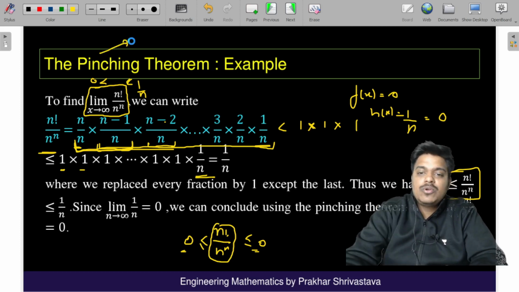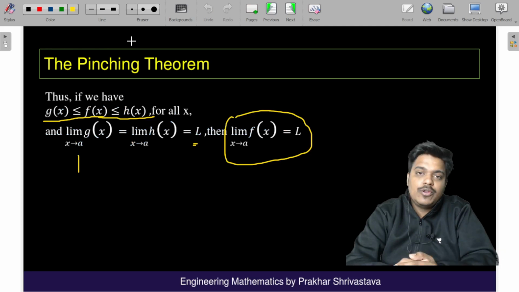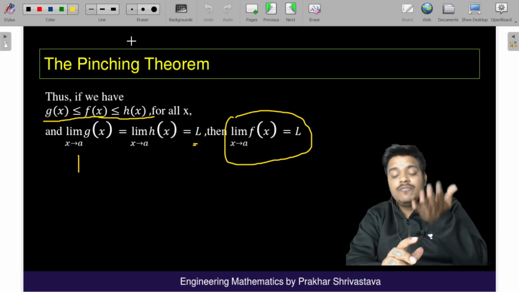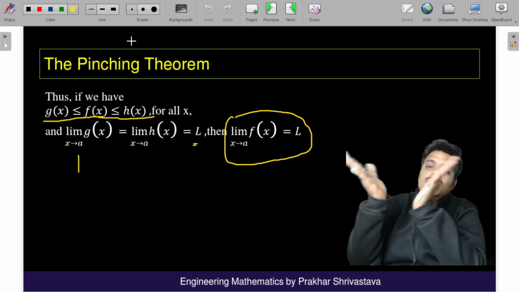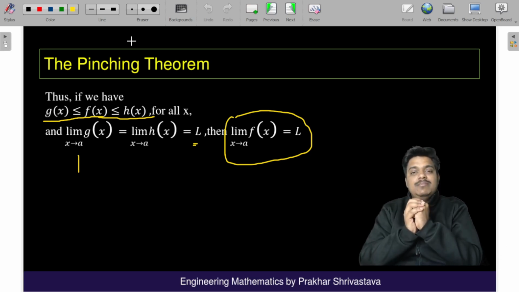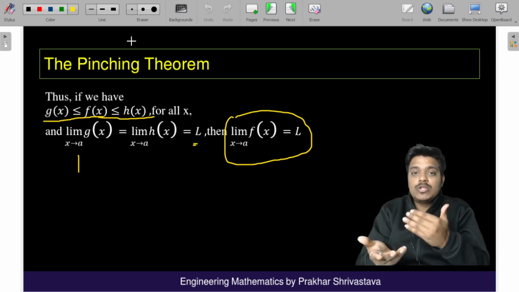Pinching theorem is nothing but a way to make the problem easier for you. Many a time it is not possible for us to calculate a value. So what we will do, we know its lower limit, we know its upper limit. If both the lower and the upper limits are equal, automatically the value that is in between will also become equal to that value. कितना simple logic है ना ये.